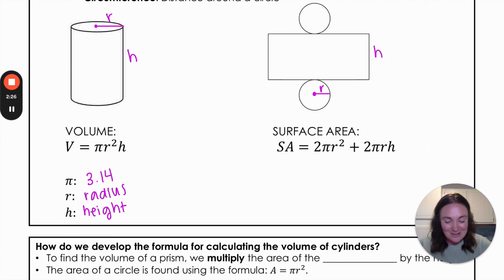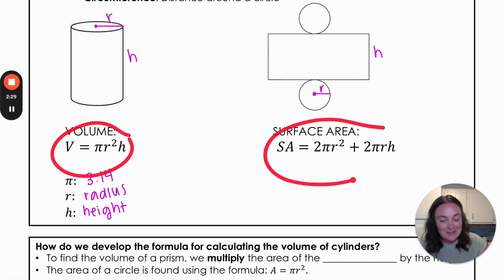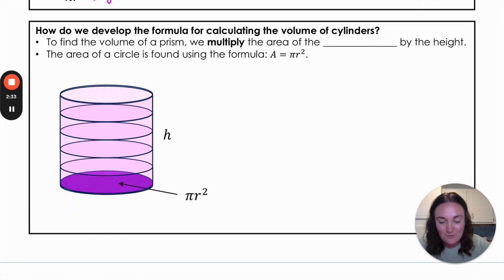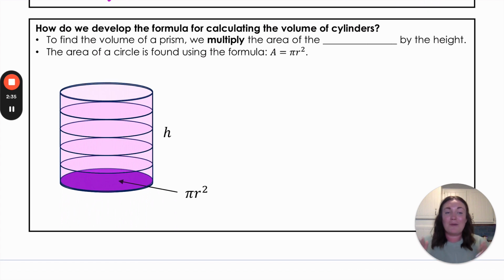Let's go ahead and talk about where these two formulas come from, starting with our volume. When we talk about the volume of any kind of prism, we take the area of the base and multiply it times the height, and that's going to tell us how much space is inside of that or how much it will take to fill that object.